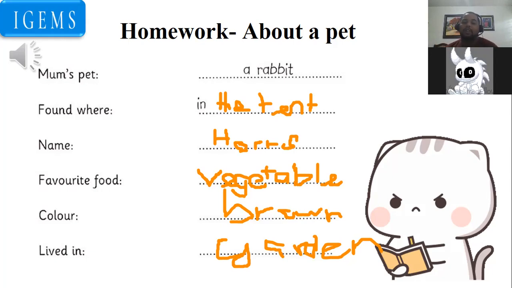And what is its favorite food? Vegetable. And what is its color? Color is brown. Okay. And where does he live? I don't know. Any idea? No. In the park? In the garden. Okay, very good. Let's continue. Here you got the answers. Very good. I think you did a great job. If you could please clean up the board, so we continue with the next exercise.